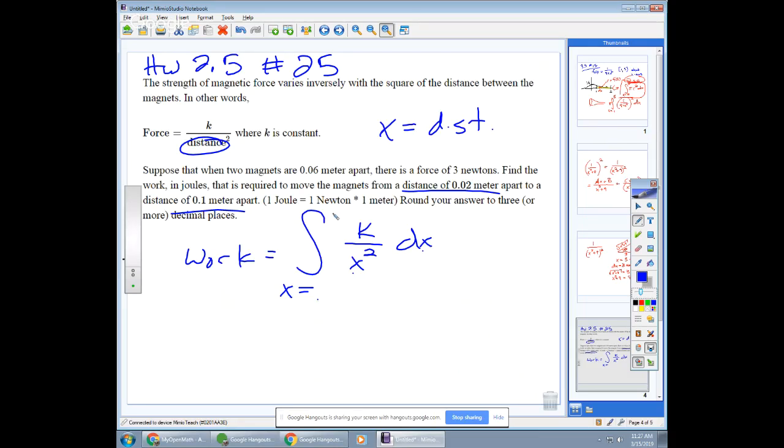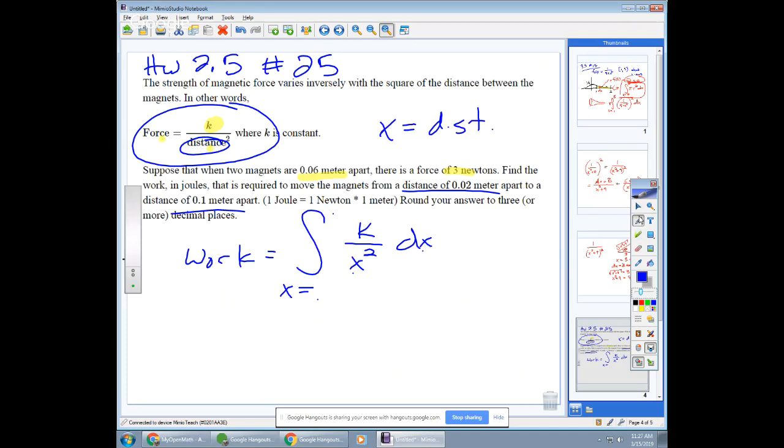What x values should we start and end with? And in this case, because they gave me a partially formed function, I need to figure out what k is. But they gave me enough information to find that. So to find k here, the given information is that when magnets are 0.06 meters apart, the force is 3 newtons. So they're giving me the distance and the force so I can find k there. So let's do that.